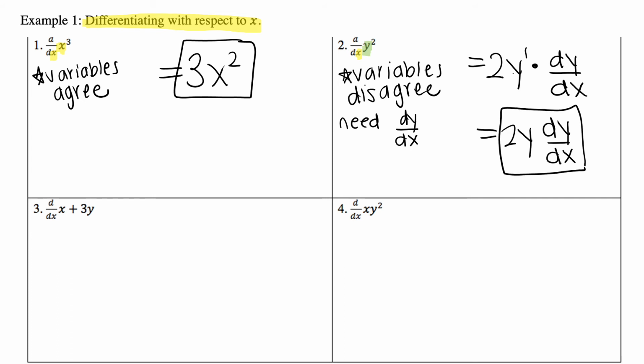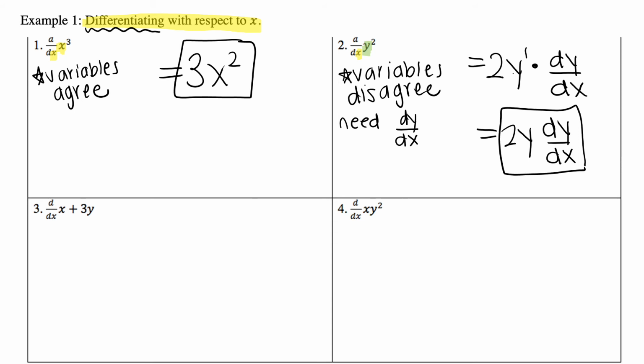And because our instructions just say to differentiate, we can actually leave our response like that. Now numbers 3 and 4 are going to look a little bit more closely at the properties of derivatives that we learned earlier in the year.